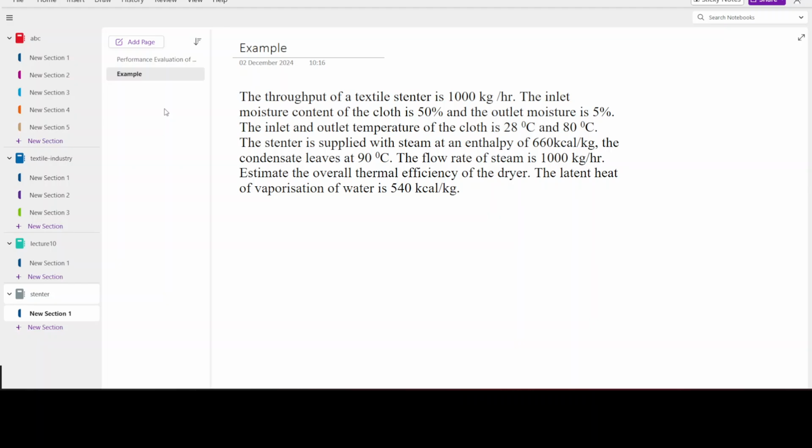The stenter is supplied with steam at an enthalpy of 660 kilocalorie per kg. The condensate leaves at 90 degree centigrade. The flow rate of steam is 1000 kilogram per hour. Estimate the overall thermal efficiency of the dryer. The latent heat of vaporization of water is 540 kilocalorie per kg. We have to solve this problem.